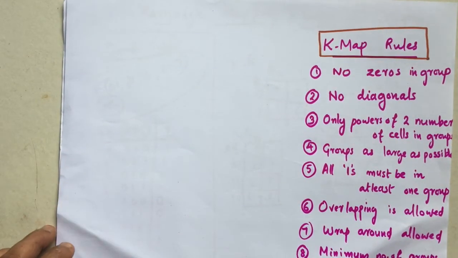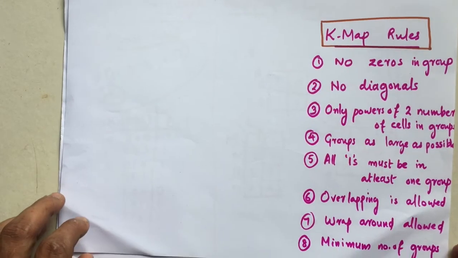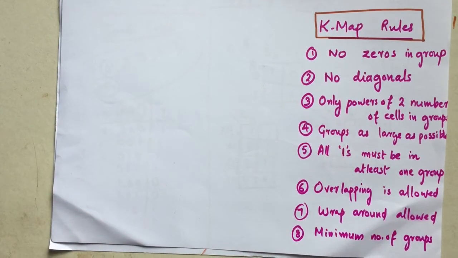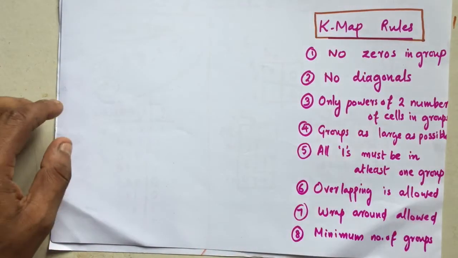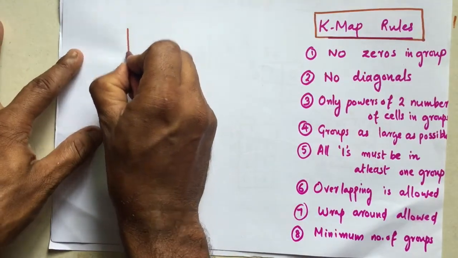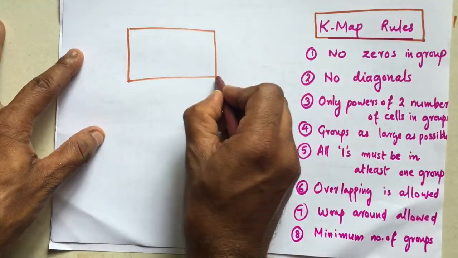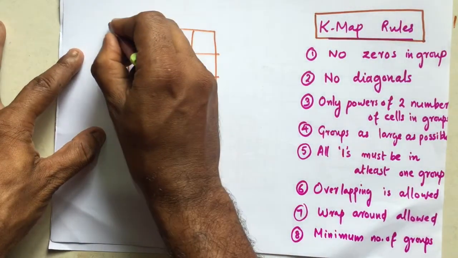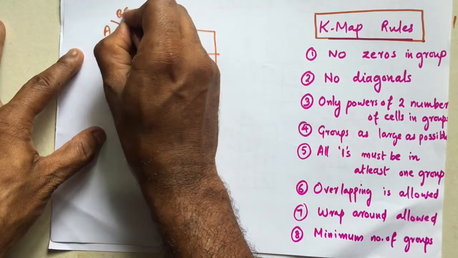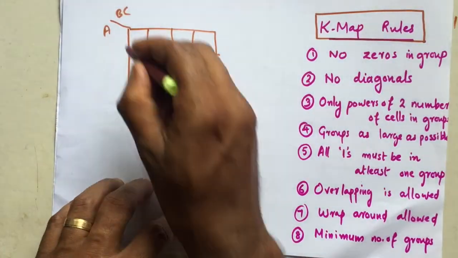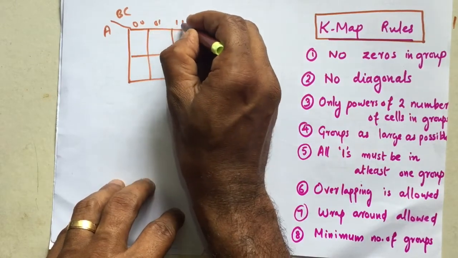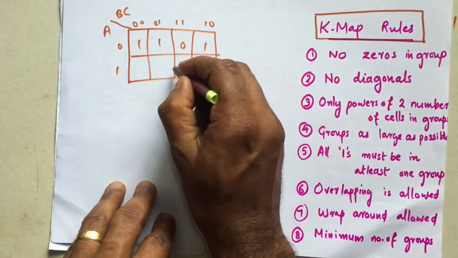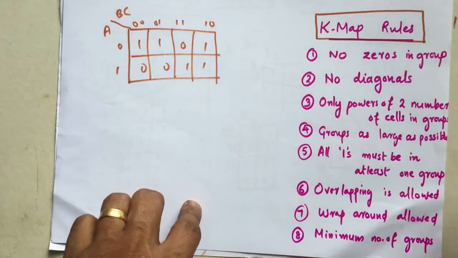The first rule is no zeros in a group. That means, suppose I have a map like this. This is actually three variable, isn't it? A, B, C. This is 0, 0, 0, 1, 1, 1, 1, 0, 0, 1. Suppose randomly I am giving a few things here. No zeros in group.